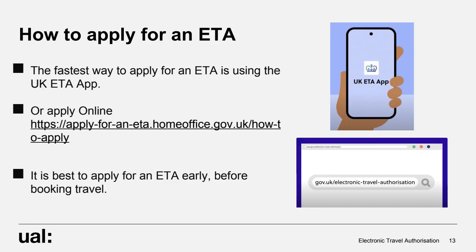How to apply for an ETA? The quickest way we recommend is downloading the ETA app, or you can apply online using this website here. We really advise you to apply for an ETA early, before you book travel, just because it may take a few days for you to receive approval. So have that done before you come to the UK.